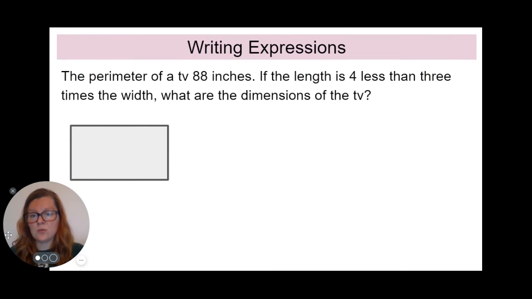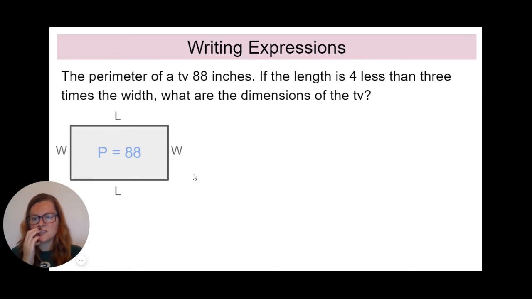Okay, so the perimeter of a TV is 88 inches. If the length is 4 less than 3 times the width, what are the dimensions of the TV? So sometimes they're going to ask you geometry questions that talk about perimeter or maybe area. Remember, if they ever ask for area, it is length times width. But for perimeter, remember, we're just adding up all of those sides. So when they're talking about some type of geometry word problem, go ahead and draw a picture. It's going to make your life way easier.